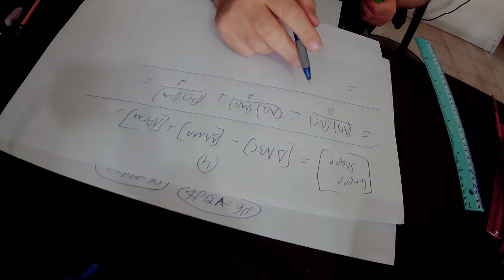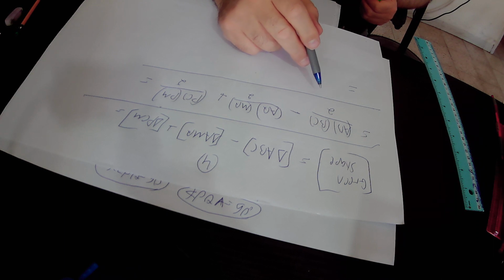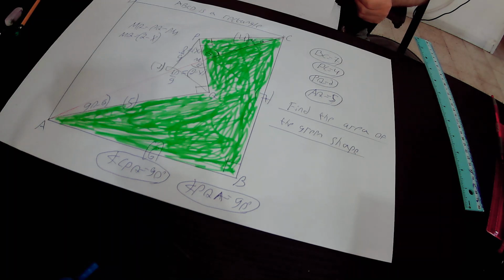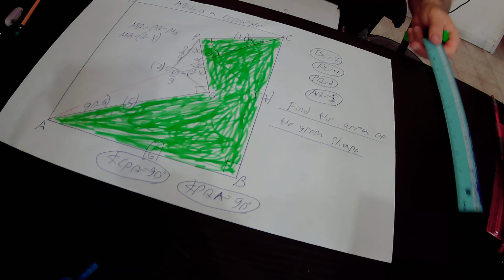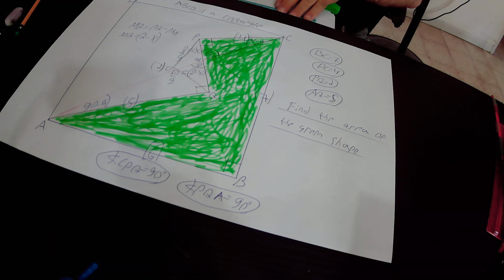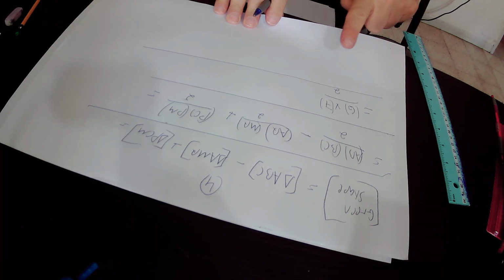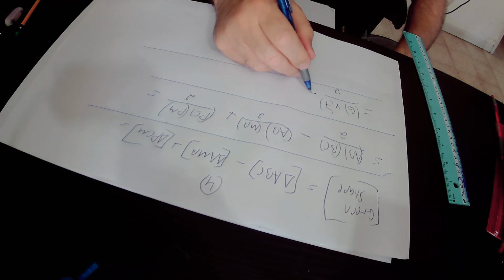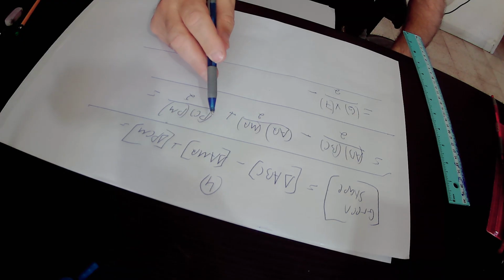So the area of triangle ABC equals AB times BC over 2. AB is 6 times BC is 7 over 2. So we found that in total the area of the right big triangle ABC equals 6 times 7 over 2, minus the area of the right triangle AMQ.